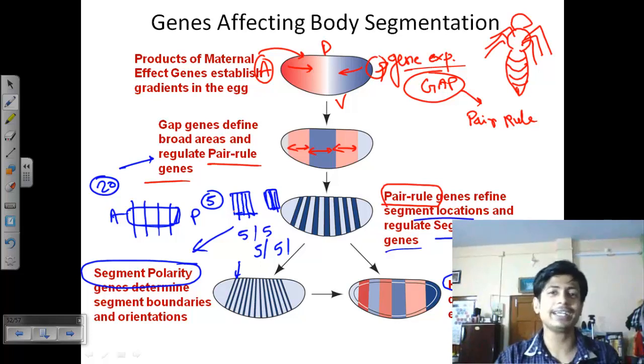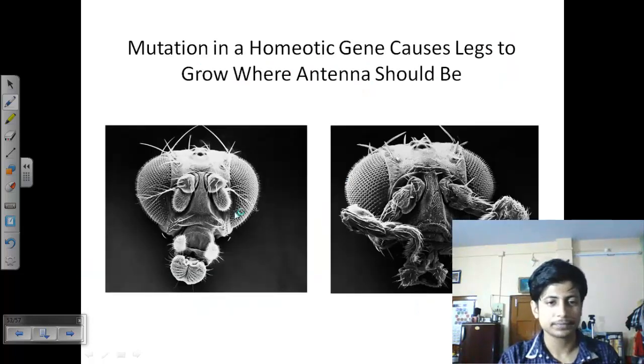No analogy can be more convenient than cutting a cake here, because this is the way you can understand how the genes actually function, right? I see many students confusing all the terms: maternal effect genes, gap genes, pair rule genes, segment polarity genes, and homeotic genes. This is how these genes actually work, right? Okay.